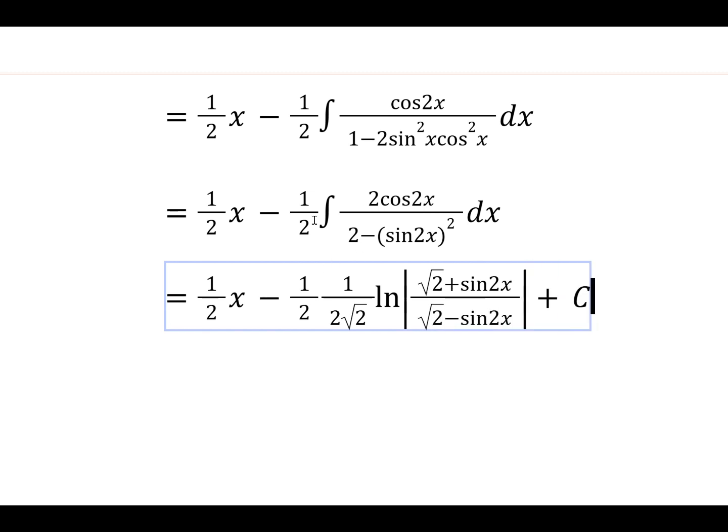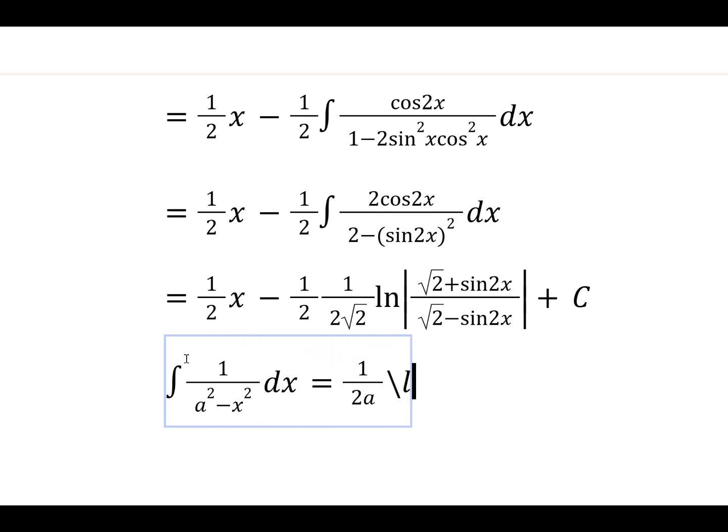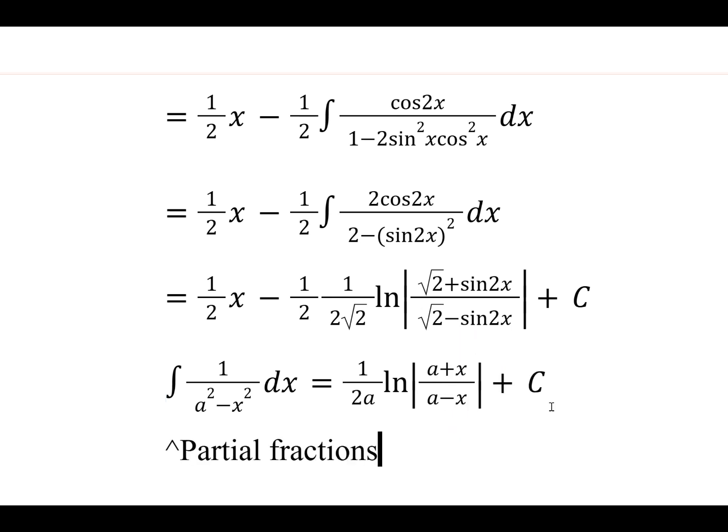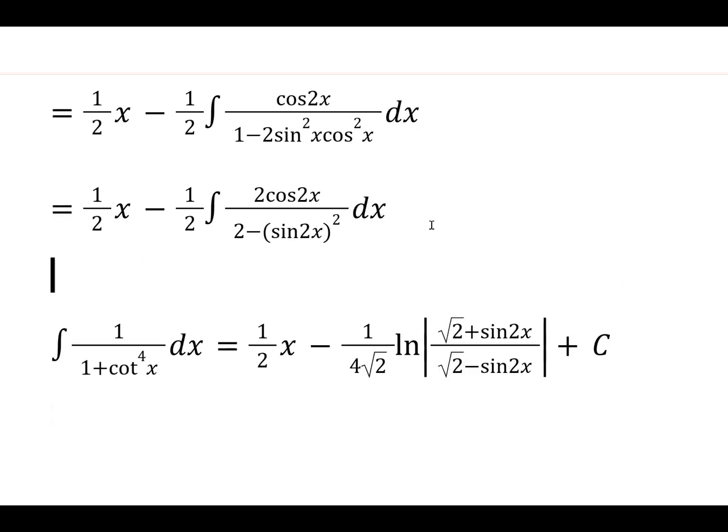Yeah, so all I did here is I used this formula. Let me write it down. So the integral of 1 on a squared minus x squared is just 1 on 2a ln absolute of a plus x on a minus x. Yeah, we solve the integral. And yeah, so the integral of 1 on 1 plus cot to the 4 is this thing here.